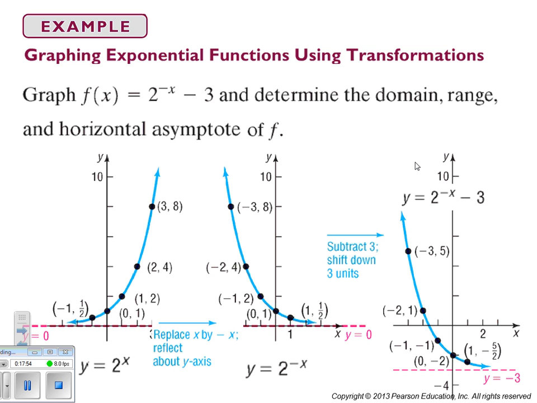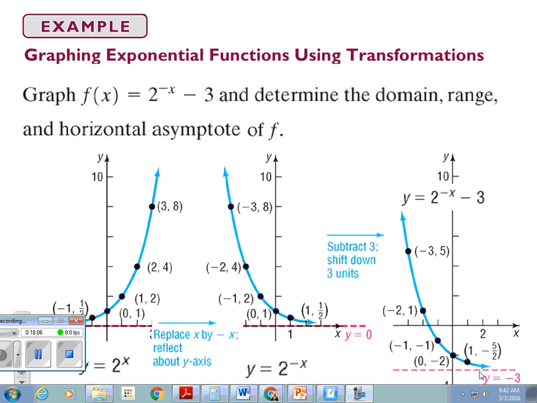Why is -3 not included in our range? So y equals -3 is our new horizontal asymptote. It was at y equals 0. And since it's an asymptote, we're never actually going to touch it. We're just going to get really close to it. That's why -3 is not included.